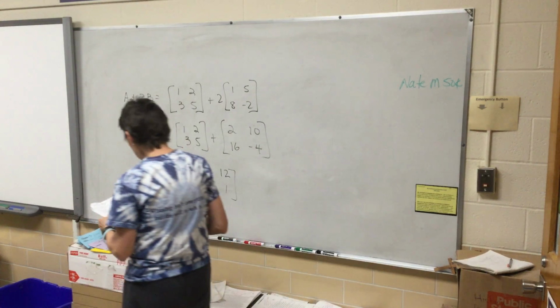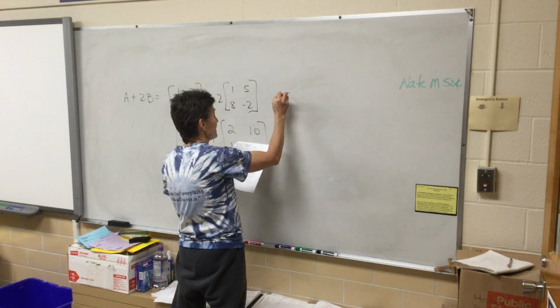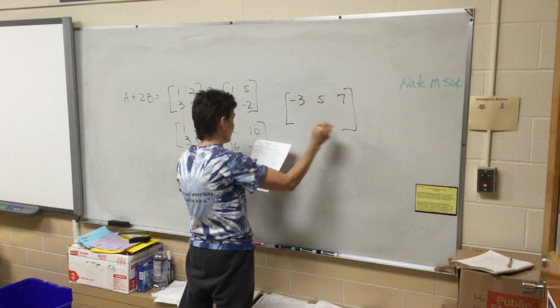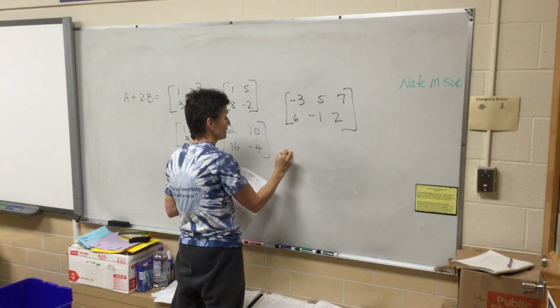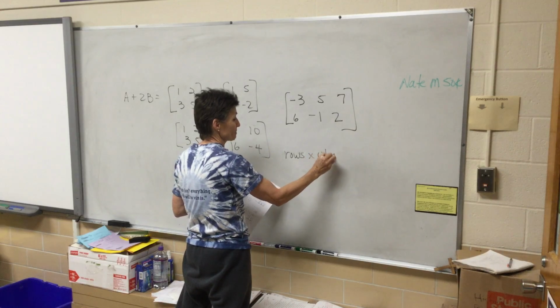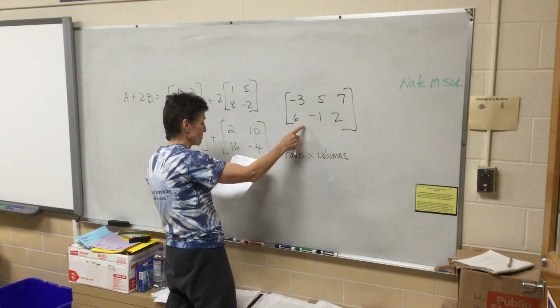Now, B says, what are the dimensions of matrix C? Now, remember the dimensions are rows by columns. So rows by columns. All right, so rows go sideways. How many rows does this matrix have?